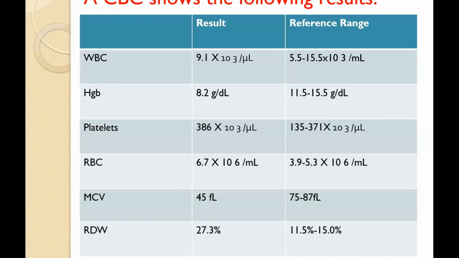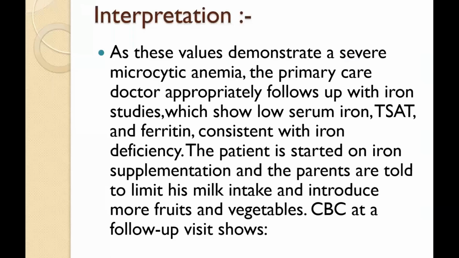Hemoglobin low, RBC high, MCV very low, and RDW high. What they thought, because MCV is very low, hemoglobin is low, RBC high, and RDW high, probably this is a case of hemoglobinopathy. Because RDW is high, so there is iron deficiency also associated. So they performed, but they didn't suspect hemoglobinopathy in this.